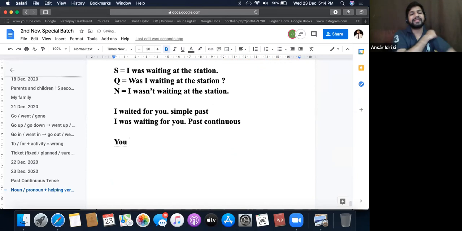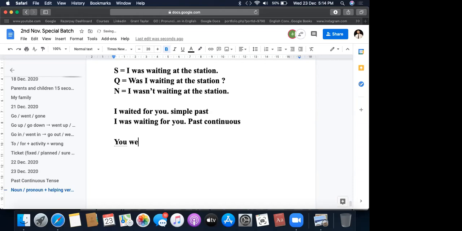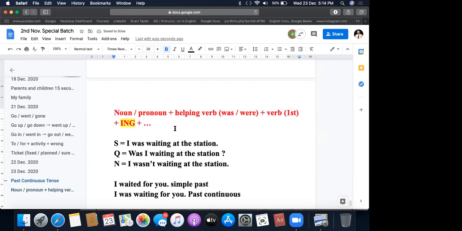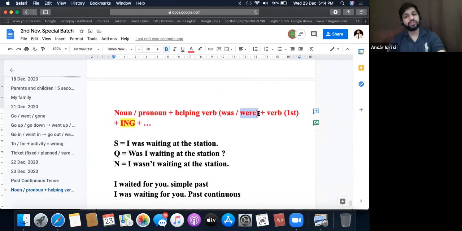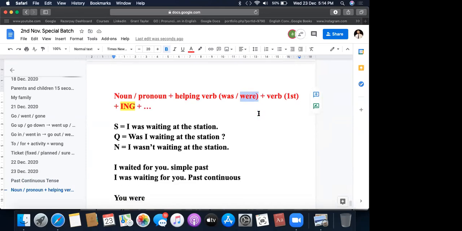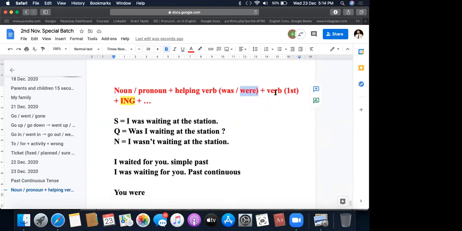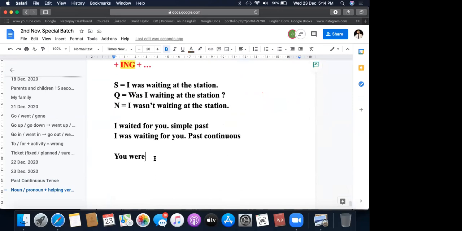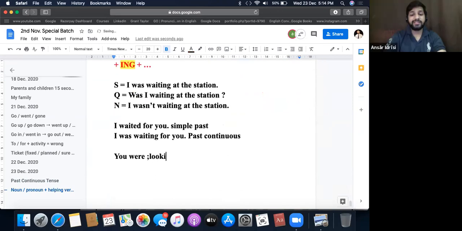Next one, same sentences now with "you". Now what did Rohit say to her? I was waiting for you at the station. What does she say? You plus helping verb. You is what? A plural pronoun. So we are going to use "were". You were, plus verb wait: you were waiting.